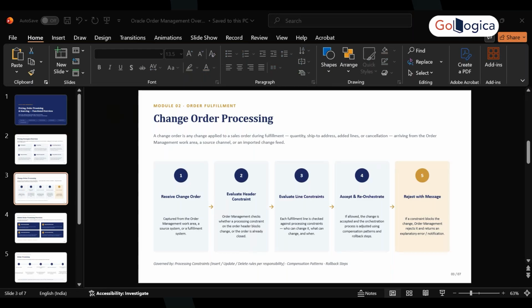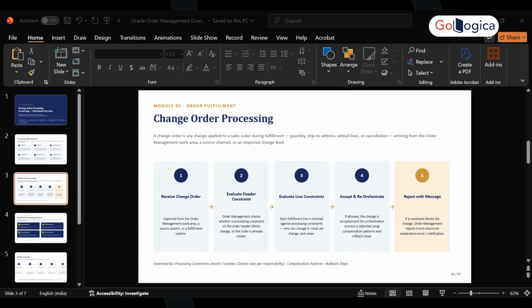So instead of deleting everything manually, Oracle executes predefined compensation logic to reverse only the affected fulfillment activities, and this ensures data consistency throughout the fulfillment process. And our next one is the rollback step, in which, along with the compensation patterns, Oracle also executes rollback steps whenever necessary. It returns the orchestration process to an earlier stage so that Oracle can execute the remaining fulfillment activities again using the updated order information.